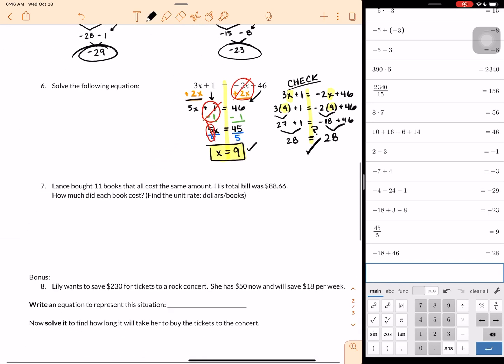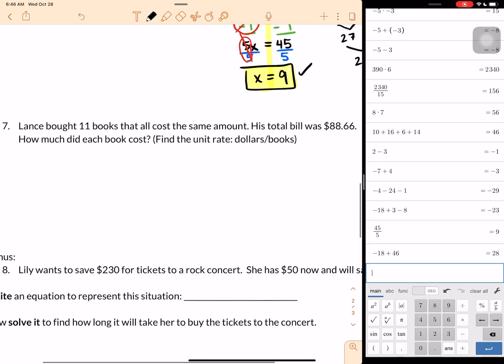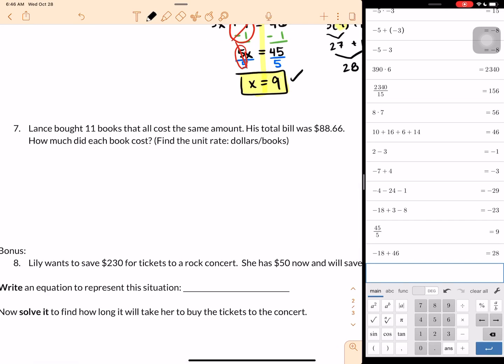Alrighty, we're almost done. So number 7, Lance bought 11 books that all cost the same amount. His total bill was $88.66. How much did each book cost? And then it states, find the unit rate in dollars per books. So I need to put my dollars on top, the cost of the books on top, and how many books there are on the bottom in order to get my unit rate per one book. Because once I divide it, I can just put it over 1, so it would be per one book.